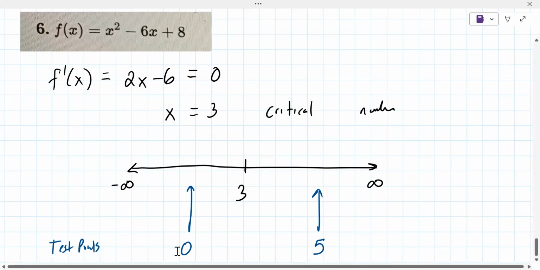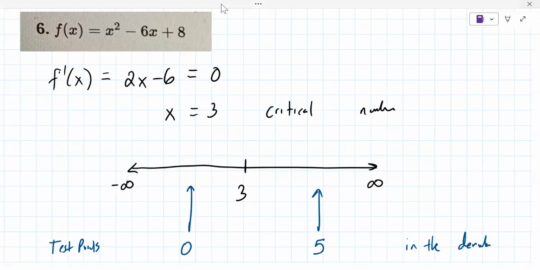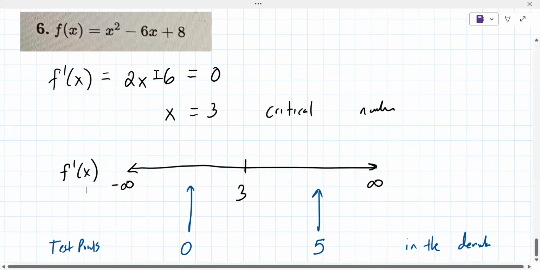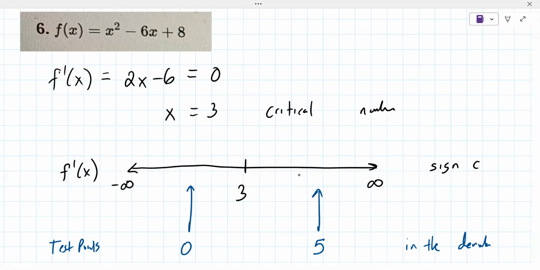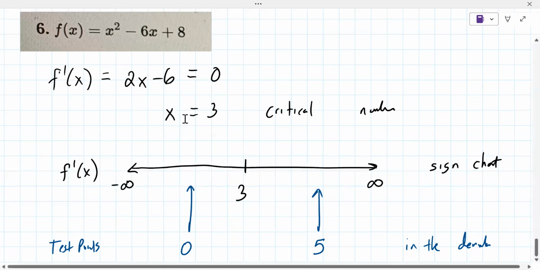So where do you test these points? In the derivative. Very important. In the derivative. Because this sign chart is for the derivative. So when you put 0 back into 2x minus 6, and this is where students focus on the number instead of the sign. This is a sign chart, not a number chart. We don't actually care what the number is. We just care whether it's positive or negative.